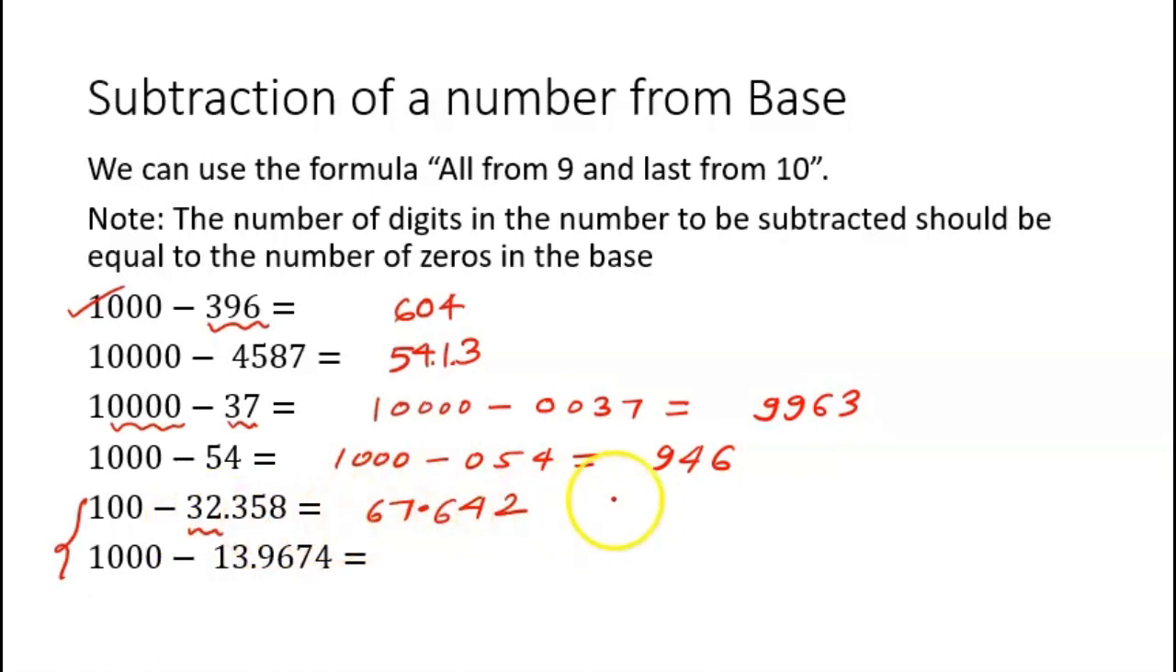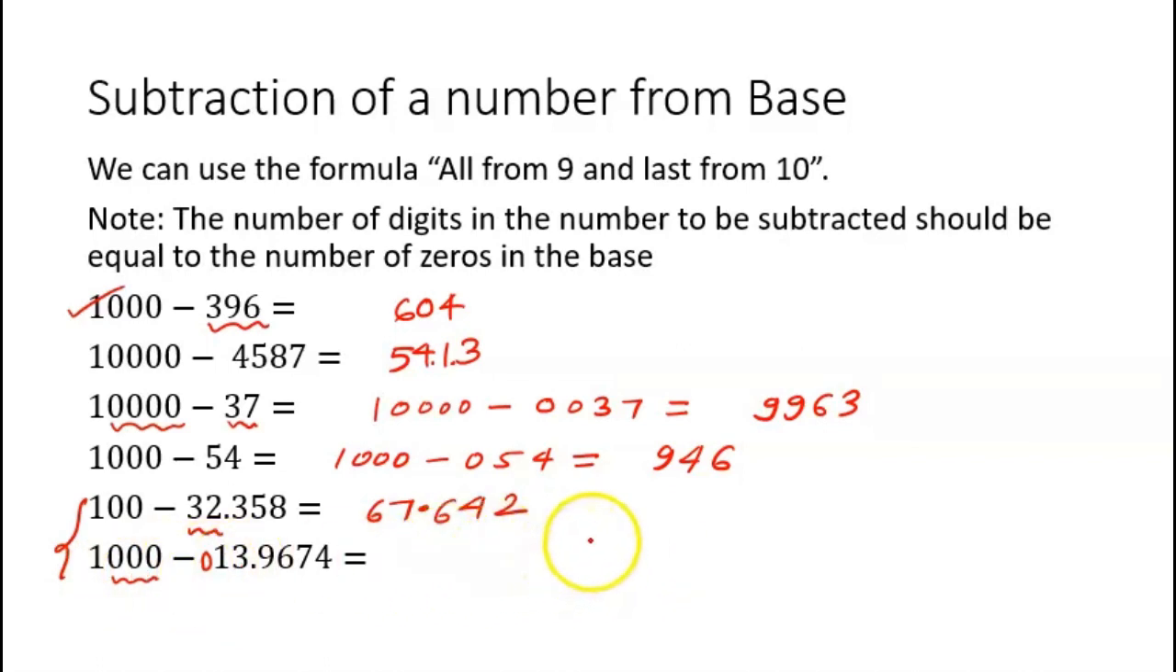So we are able to do this calculation very quickly. Let us do this last problem here on this screen. Again here you can see that you have 3 zeros here, but you have 13 here. So you can consider 013 just to make the number of digits before the decimal and the number of zeros in the base equal, and the rest of the process will remain the same.